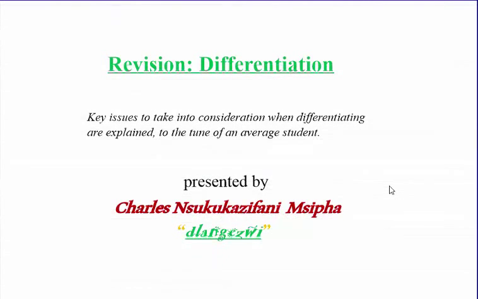Key issues to take into consideration when differentiating are explained to the tune of an average student. So the purpose of this presentation is to look at the revision of differentiation, but the most important thing, I want to explain the key issues which you are supposed to take into account when you are differentiating. And I'm doing this, guys, to the tune of an average and the below students.